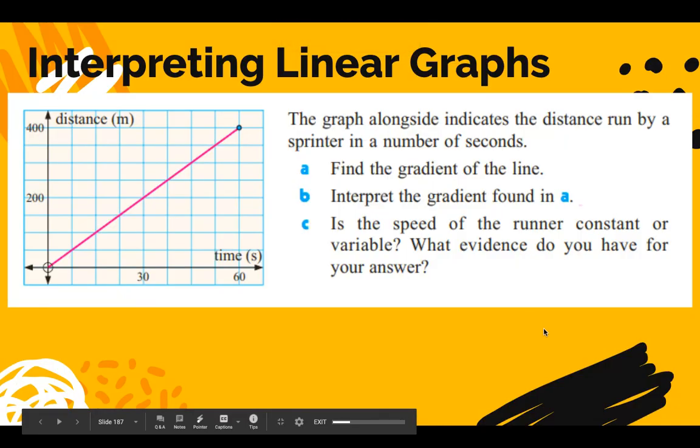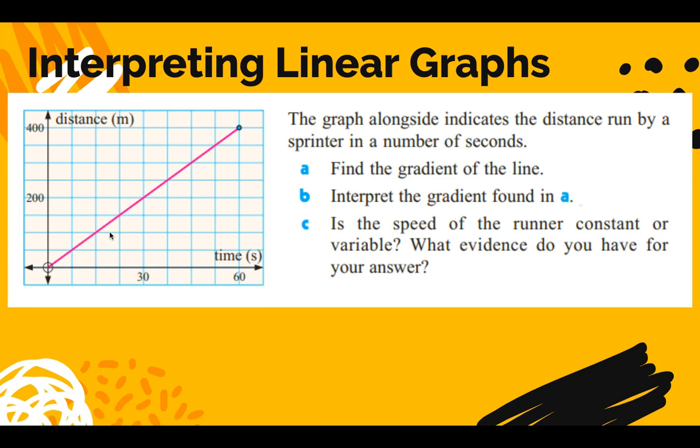So here's an example. This graph alongside indicates the distance run by a sprinter in a number of seconds. You'll notice the x-axis is time and the y-axis is distance. So this is showing us the distance covered over a certain amount of time in seconds. This is a rate of change, the change of the distance per second.